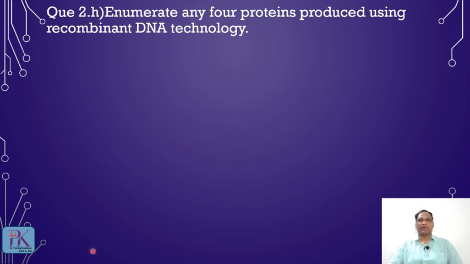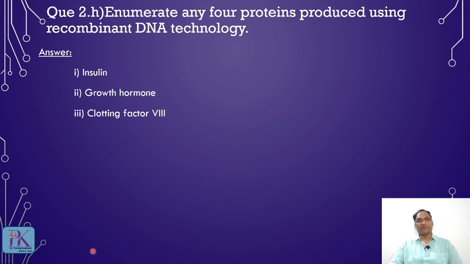The next question is very easy, again straightforward. Enumerate any four proteins produced using recombinant DNA technology. This is a very important topic. There can be SAQ, BAQ on this. So the most important is insulin, used in the treatment of diabetes; growth hormone for growth disorder; clotting factor 8 for treatment of hemophilia A. You can also write clotting factor 9 for treatment of hemophilia B.